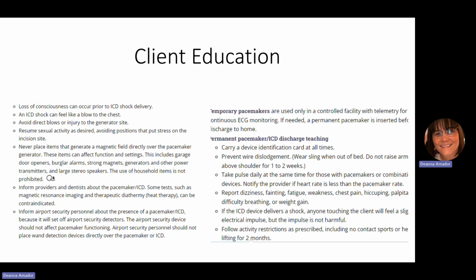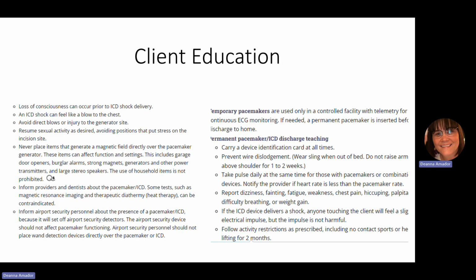Okay, client education. This slide goes over client education for a pacemaker or an ICD. So it's important to know that when they have these procedures done, they will be having an identification card that they take with them all the time. You guys can read through this, but some highlights would be making sure that they do have that identification card about their pacemaker or ICD.